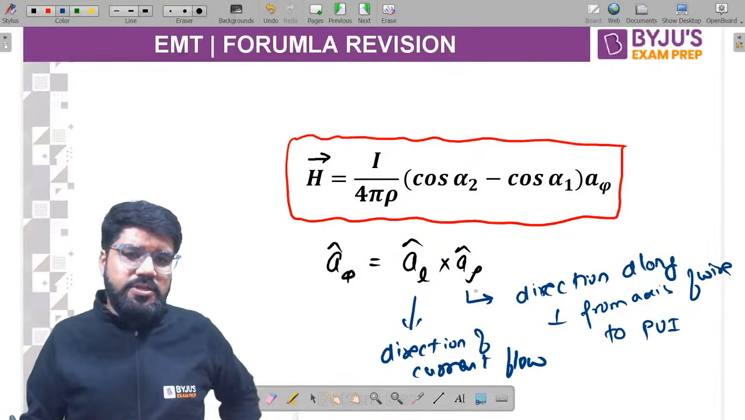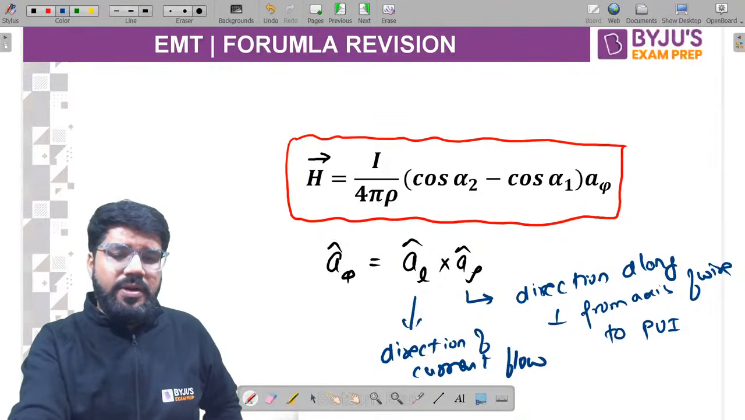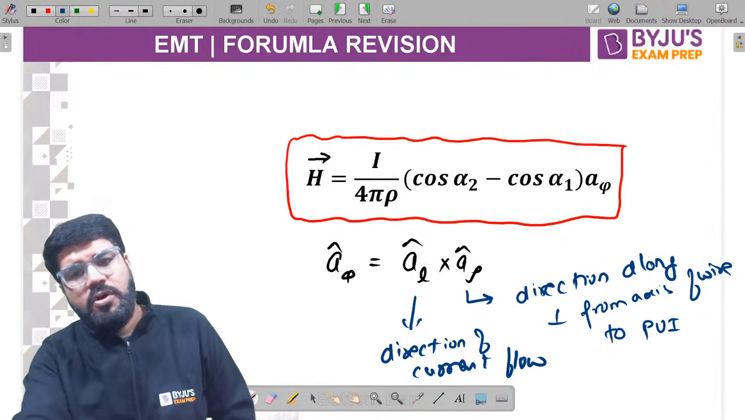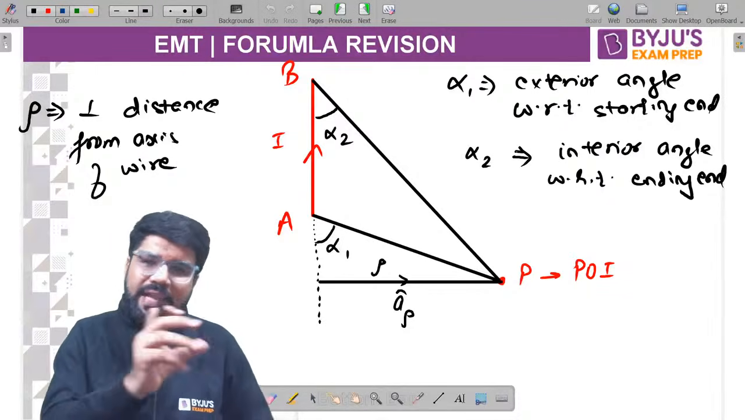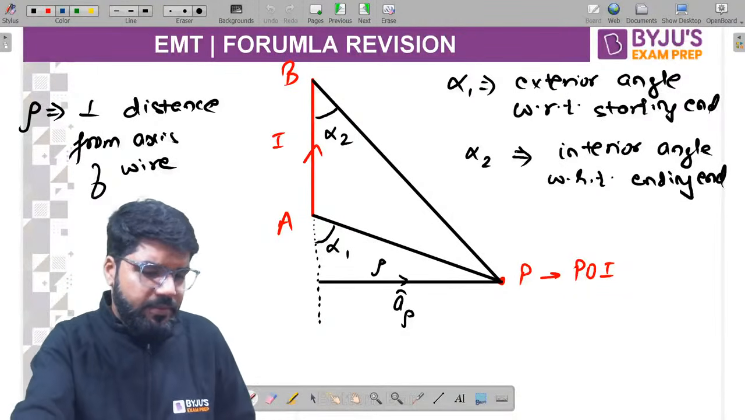This is known as the direction of current flow, right? So A_L cross A_rho, and H is equal to I upon 4 pi rho times (cos alpha 2 minus cos alpha 1). Alpha 1, alpha 2, rho, everything I have explained with you.